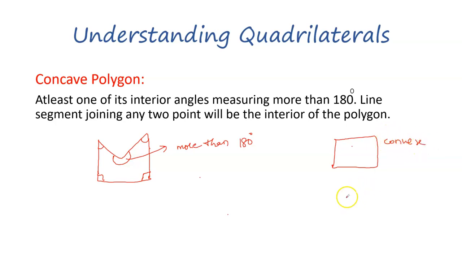But when we have any interior line segment like this, it is going inside. Or we can say that we have some dent. So if it is so, we can say that it is a concave polygon.